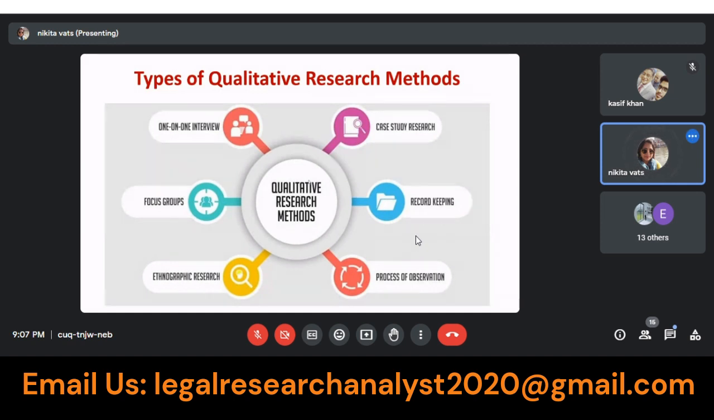Next is a focus group. If you have more people, for example 5 or 6 people working in a field similar to yours, you can make a focus group of these people and then ask whatever questions are relevant for your research. Next is ethnographic research. It means working on an ethnic community. For example, if somebody is working on some tribe, that becomes ethnographic research. That is also qualitative research.